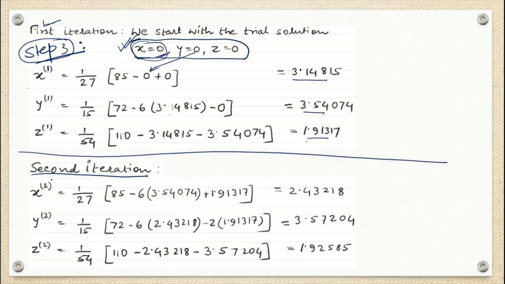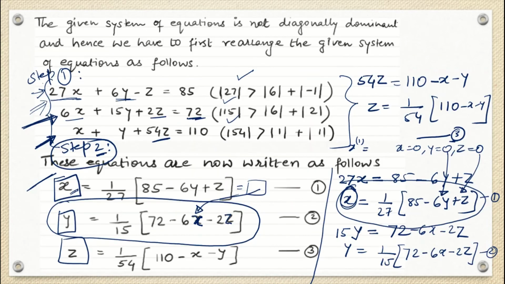So what is my x2? The equation is given here, right? So the equation of x is this much. We are going to use 1/27 times (85 minus 6y plus z). Whatever the most recent value of y I have, or whatever the most recent value of z I have, I am going to put those values only.